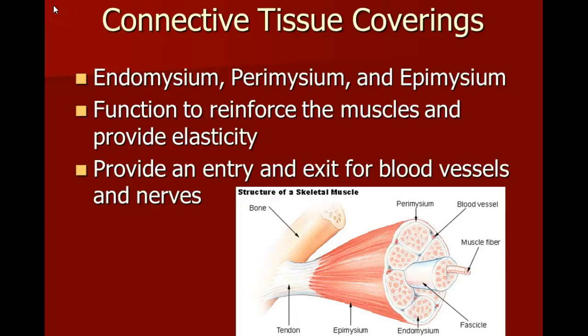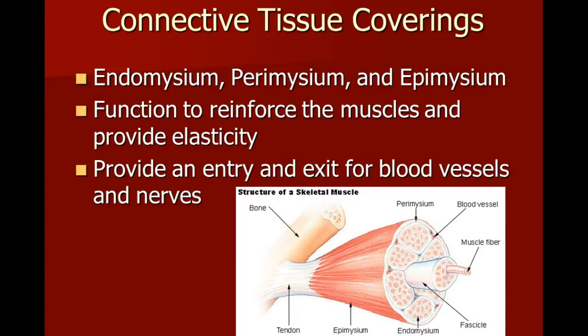As we begin our look at the structure of skeletal muscle, there are a couple of coverings that you need to know. These are connective tissue coverings. There's three of them: the endomysium, the perimysium, and the epimysium. The job of these connective tissues, which are almost like skin that bundles different parts of the muscle, is to reinforce the muscle and to help provide the elasticity of the muscle, so the idea that the muscle can stretch and go back to its normal resting length.